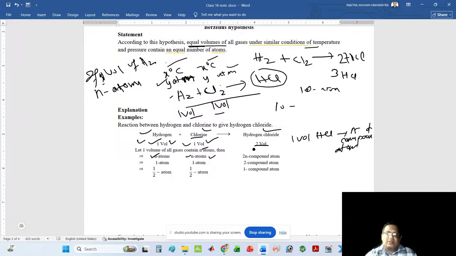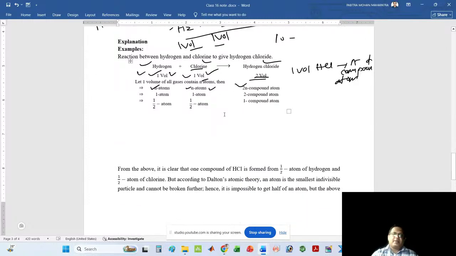Since two volumes are given here, you can write 2n compound atoms. Again, I will repeat: one volume of hydrogen and one volume of chlorine are taken and give two volumes of hydrogen chloride. Let one volume of all gases carry n atoms. Then I can write n atoms of hydrogen react with n atoms of chlorine to give 2n compound atoms. This is the Berzelius hypothesis.